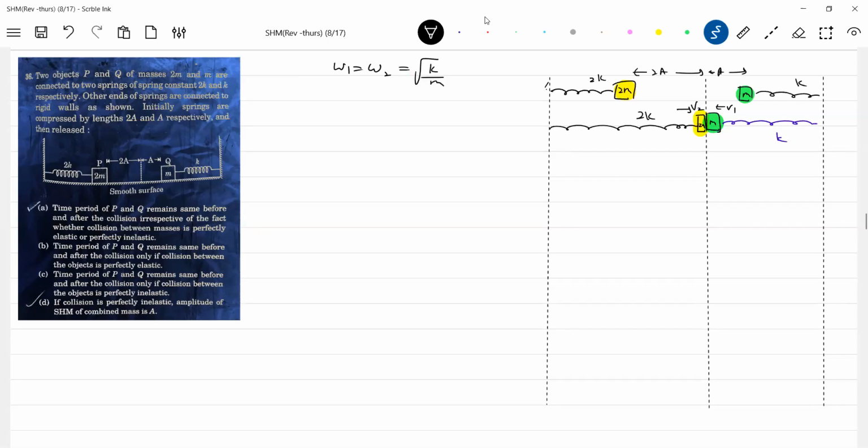Is that okay? 2k by 2m and k by m, both will be same. Both will have the same angular frequency. That's the one thing. Next, what about v1? v1 will be a omega 1. Write it as omega.